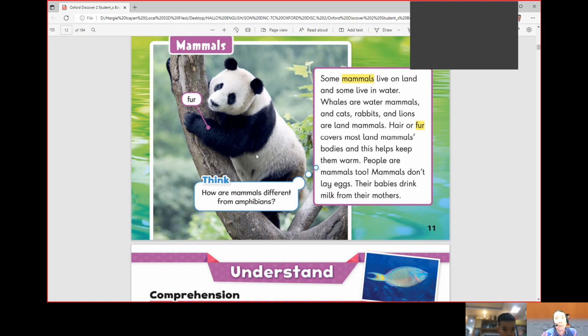Another example of mammals are people. So we are also considered mammals. But of course, mammals are different from other animals because we cannot lay eggs. Birds can lay eggs, but people cannot lay eggs. So mammals cannot lay eggs.